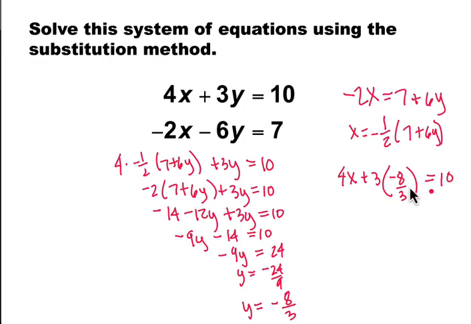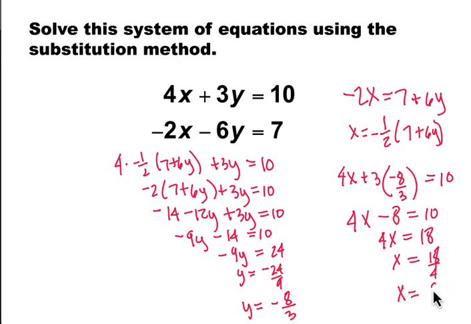equals 10. The 3's divide out, so we get 4x minus 8 equals 10. Adding 8 to both sides of the equation, we get 4x equals 18. Dividing both sides by 4, we get x equals 18 over 4. Simplifying, dividing top and bottom by 2, we get x is equal to 9/2. So the solution to this system is y equals negative 8/3 and x equals 9/2.